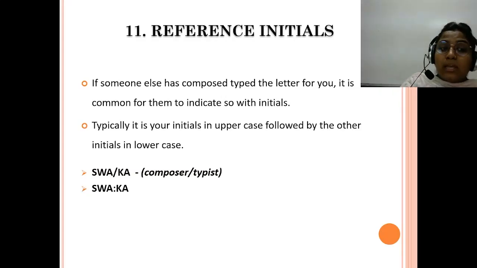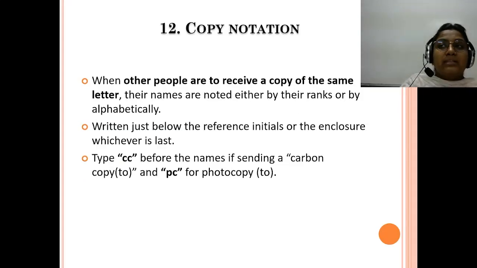A business letter is a formal document and you are accountable for the information you pass in it. So you must be very intentional about its content and format. We have discussed this in detail before. So now let's go to the next slide.